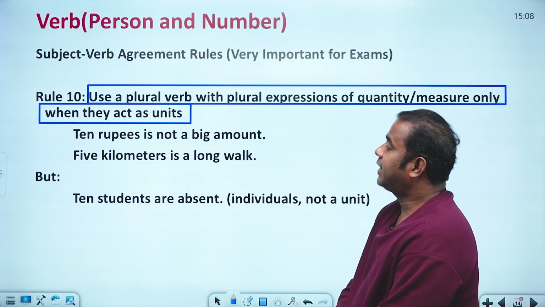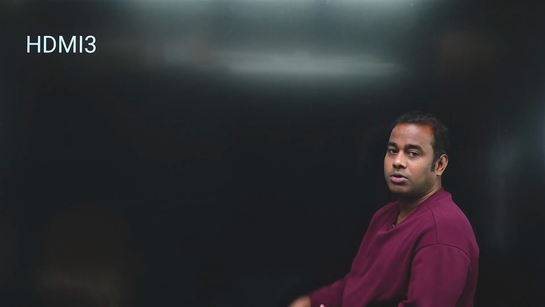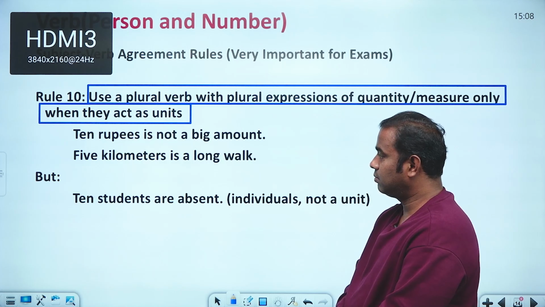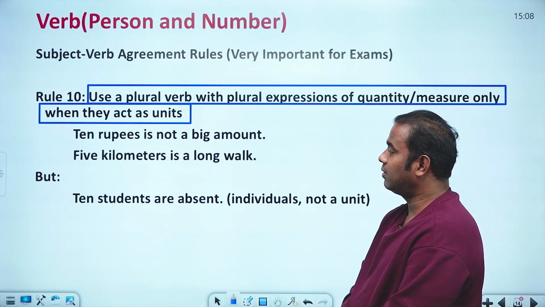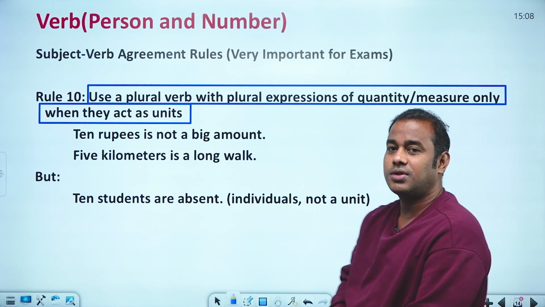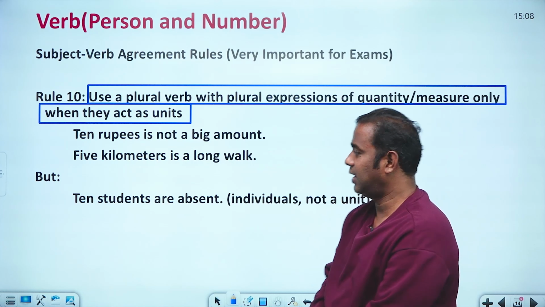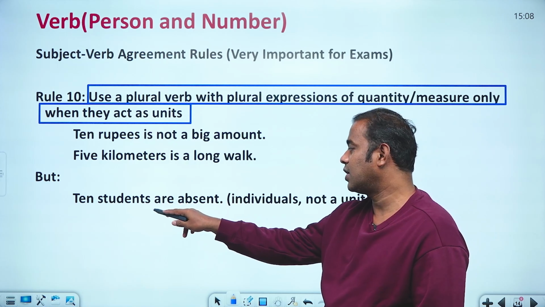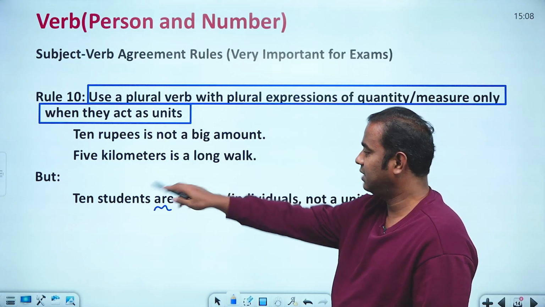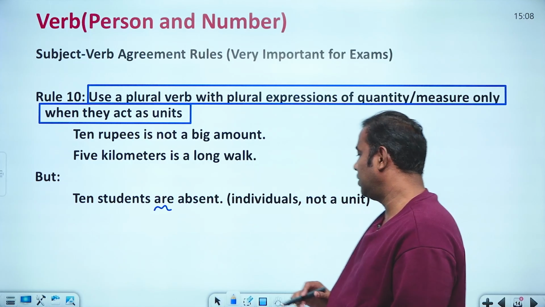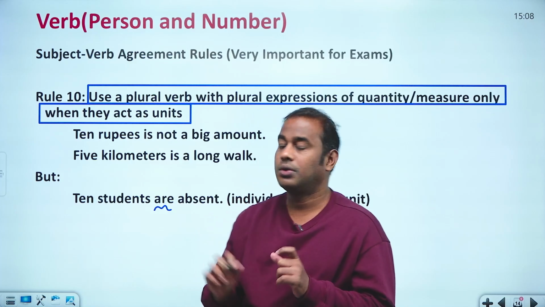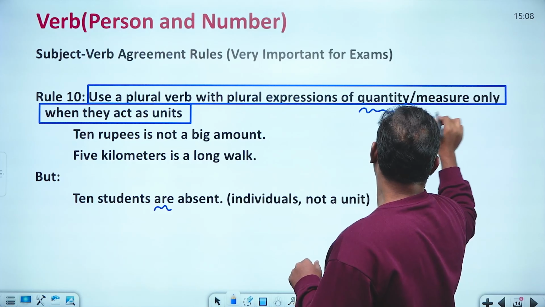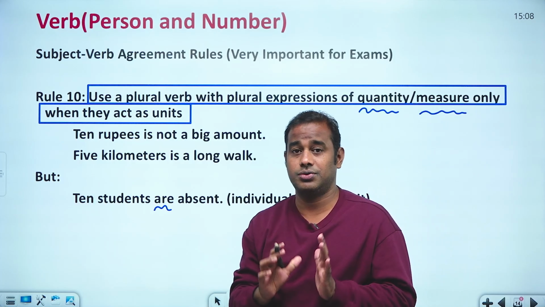Example, 10 rupees is not a big amount. Then 5 kilometers is not a long walk. So 5 kgs is not a big weight, like this, right? So 10 students are absent here. If they are talking about individuals, don't use it like that, even though they are a plural quantity. Individuals are not a unit. Only the quantity being measured can be used, okay, not the people.